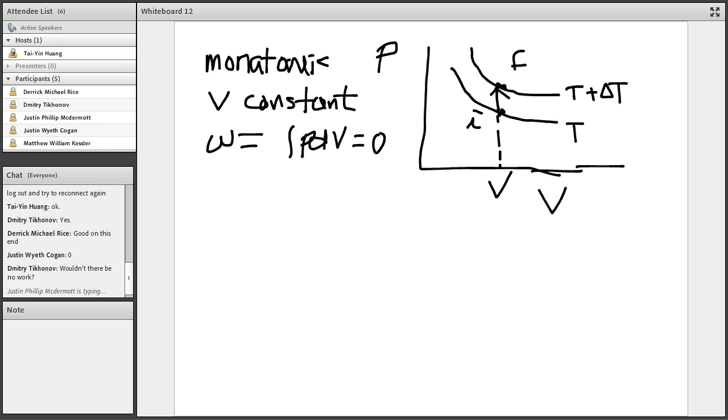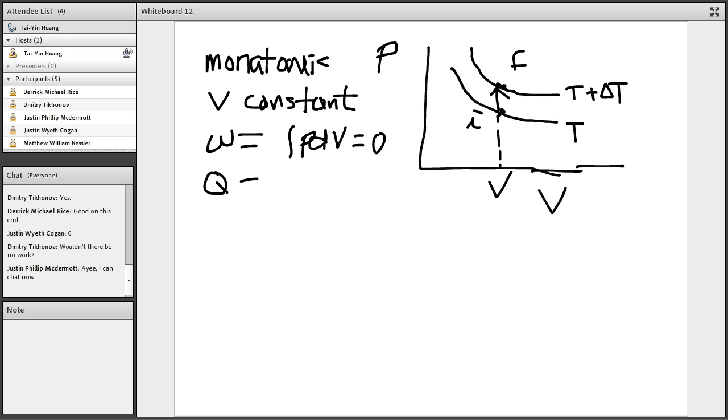Okay, so now what about heat? How much heat is involved during this constant volume process? How do we calculate it? What would be the expression for a constant volume process? Now we mentioned that work is very process dependent. So is heat. They all depend on the process.